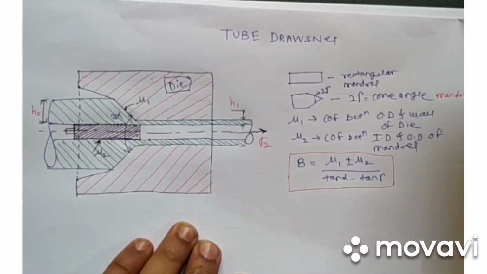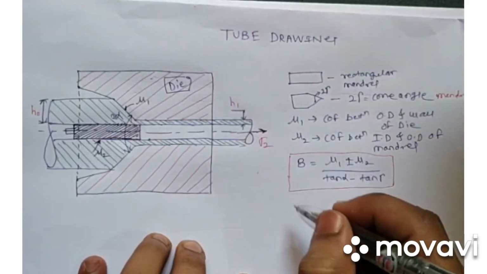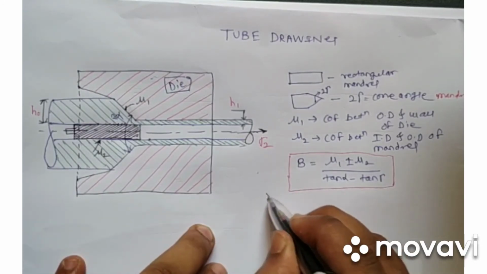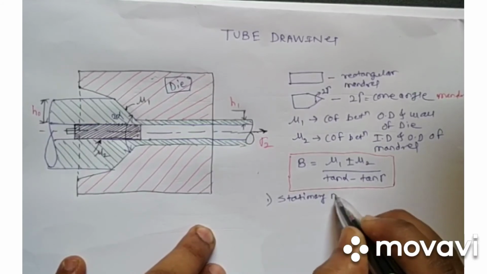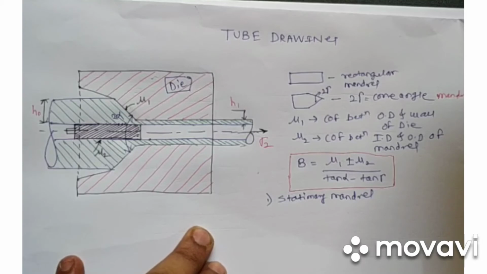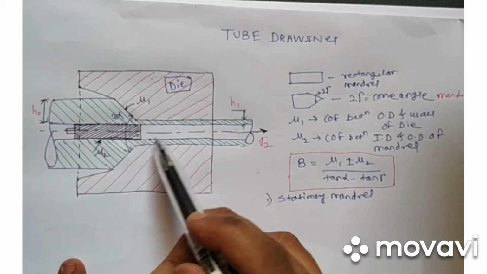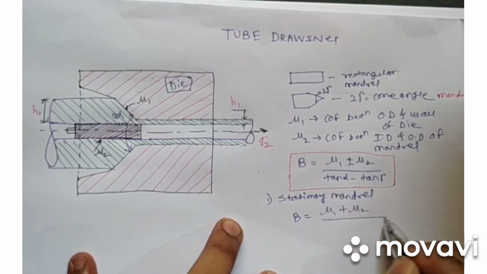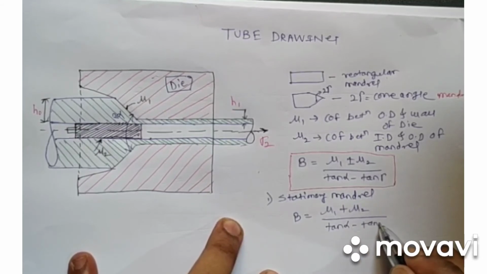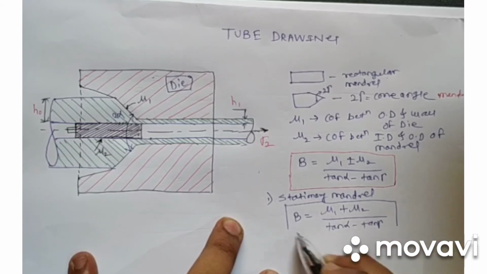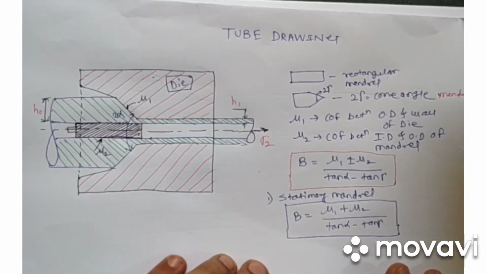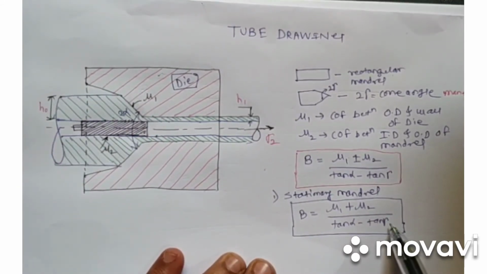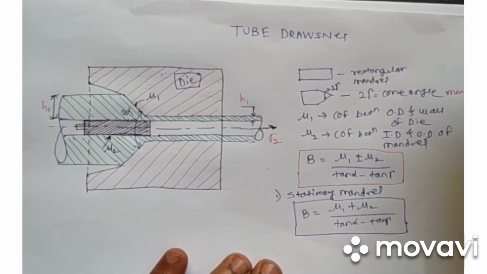Now let's go into some details, as we have 3 types of mandrel. The first one is the stationary mandrel. In this case the mandrel is stationary, so we can use both conical or rectangular mandrel, and we have a value of B as mu1 plus mu2 divided by tan alpha minus tan gamma. If we go for a cylindrical mandrel, we will not have any gamma value, and if we go for a conical mandrel, then we will have this gamma value. And again we can calculate the forces similar to the previous cases.